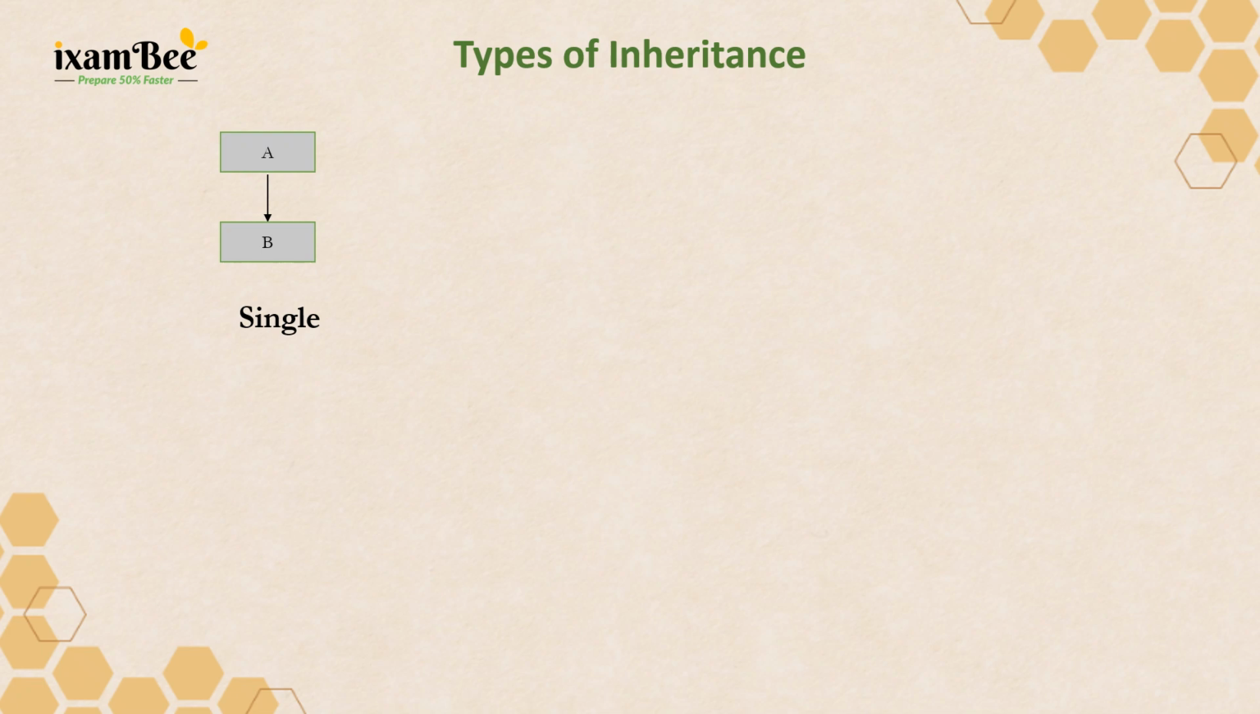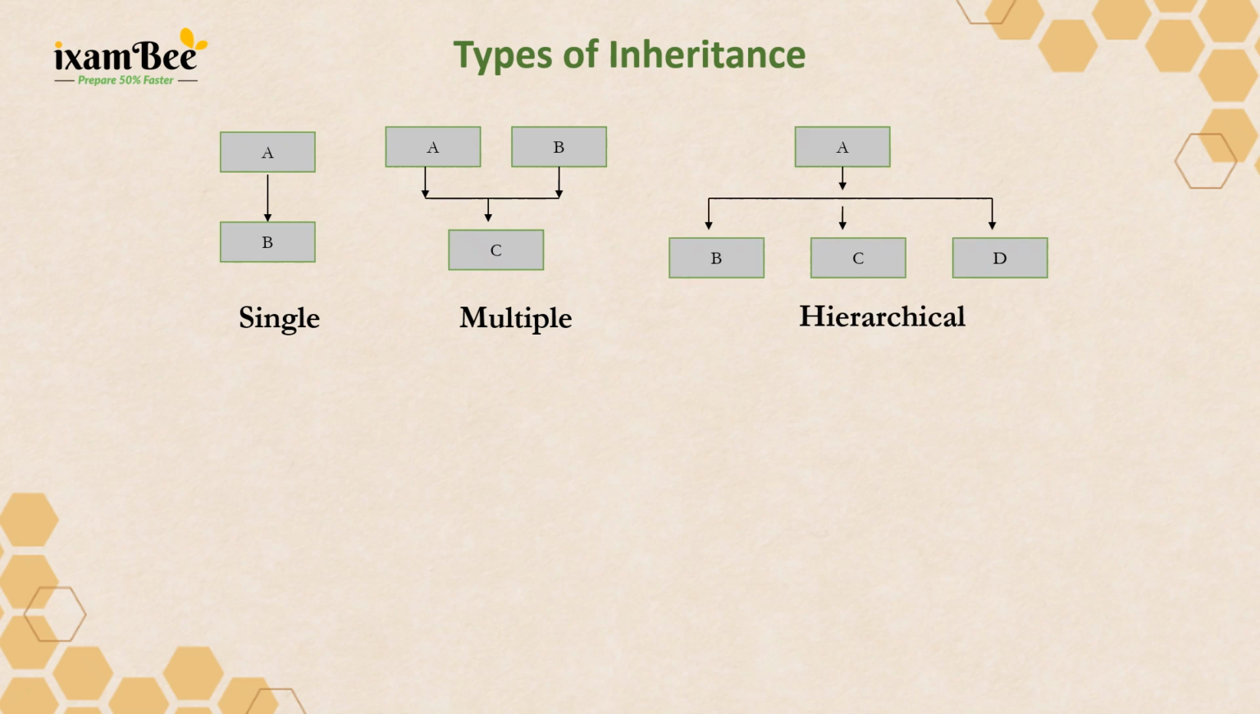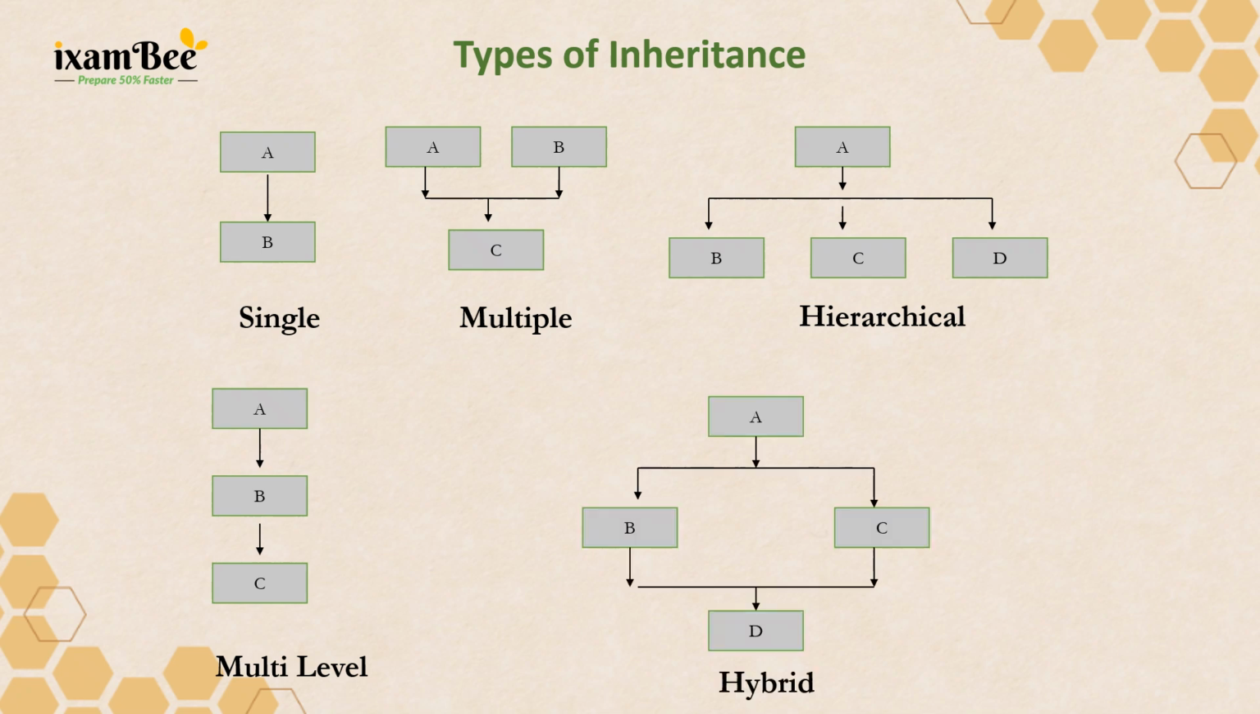So the first type is the single inheritance, where one child class is derived from a parent class. In multiple inheritance, there are multiple parent classes and a single child is derived from it. In the hierarchical inheritance, there is going to be one parent class and multiple child classes could be derived from it. In the multi-level inheritance, there would be multiple levels in which inheritance is performed. In the hybrid inheritance, as you see, it is a combination of multiple types of inheritances.